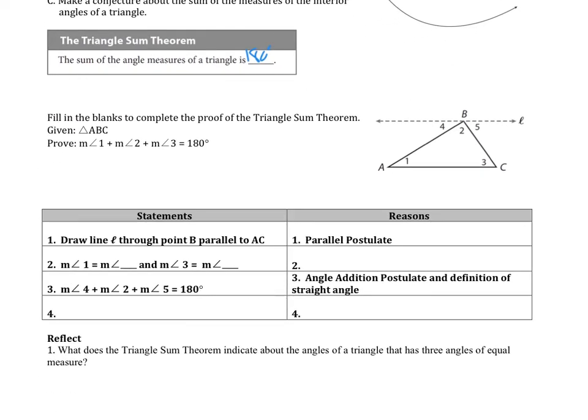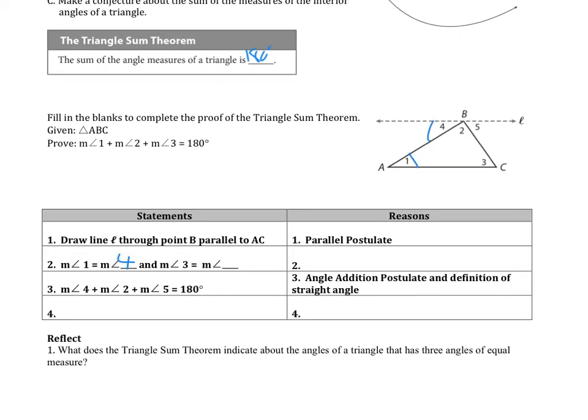So look here, we have a proof partially filled in with our diagram. We draw a line L through point B parallel to AC. Okay, so we're parallel here. And that parallel line will give us some important information, which goes in this next step. So we know the measure of angle 1 is equal to the measure of angle 4. So we're saying 1 and 4.